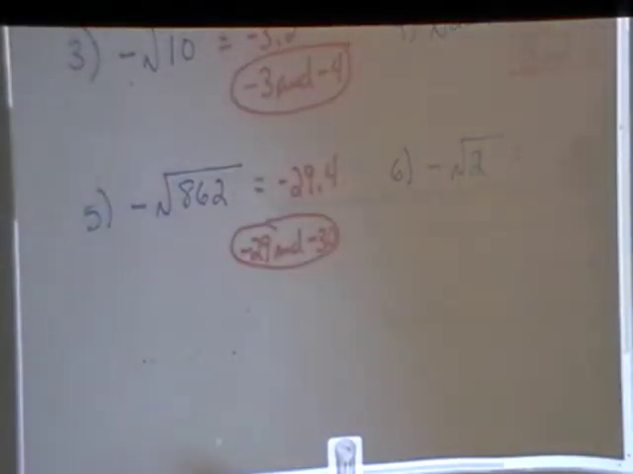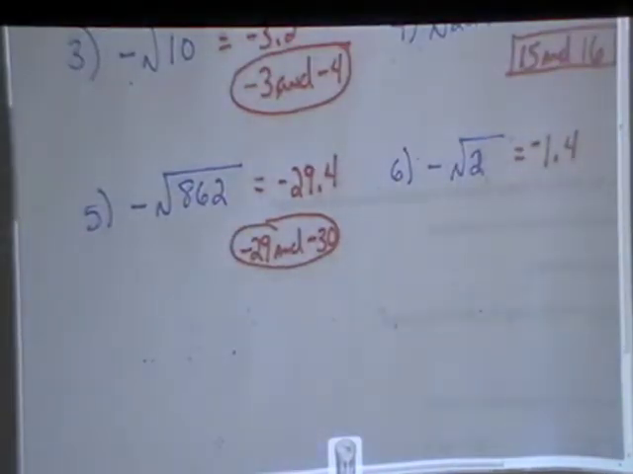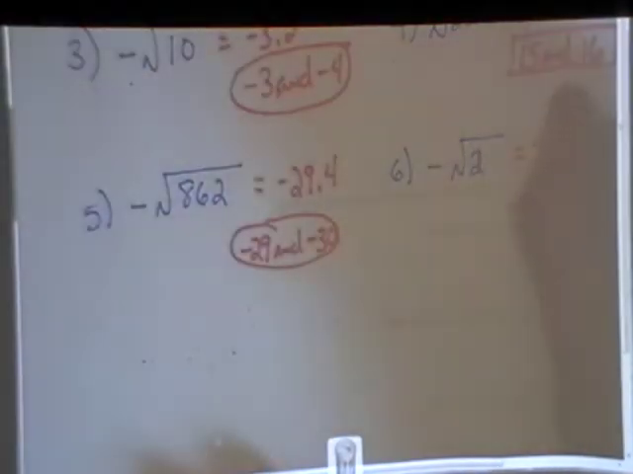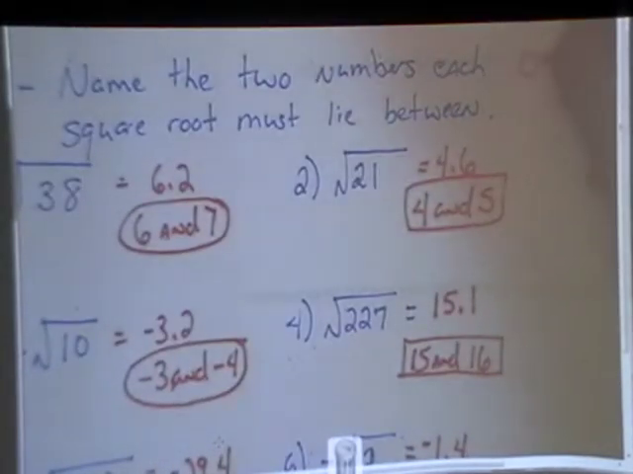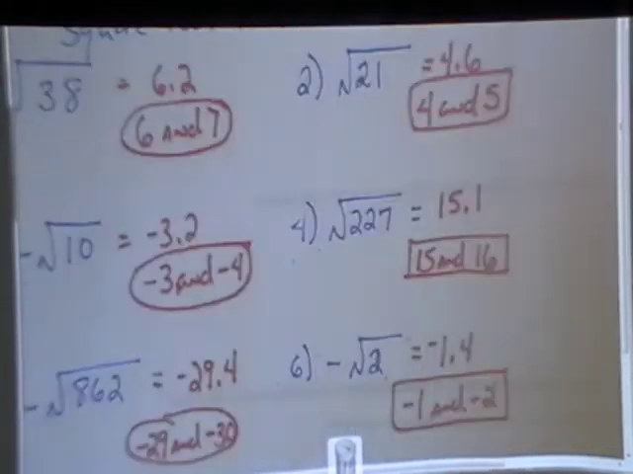Alright, so the square root of 2 was 1.4, and it's the opposite, so it's negative 1.4, so I'm hoping you put negative 1 and negative 2. Alright, so at the top of this example, this is for classwork 21 through 28. So again, if you're stuck, you have a reference point.